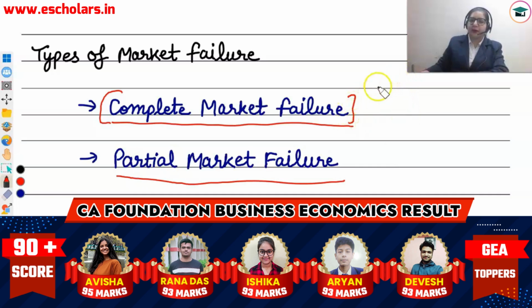See students, under complete market failure, there are basically missing markets for the product. Missing markets. That is, the markets do not produce the product at all, despite the fact that people need those products. Okay, or you can say the markets do not supply the product at all, even if the people need that product. For example, all of us need clean air, right? But none of the markets supplies clean air, right? So this is an example of complete market failure.